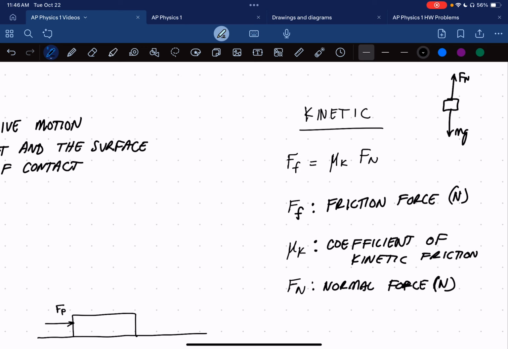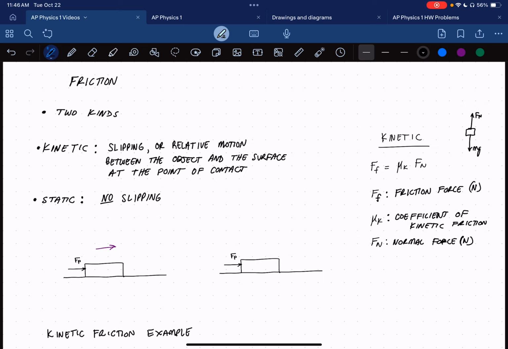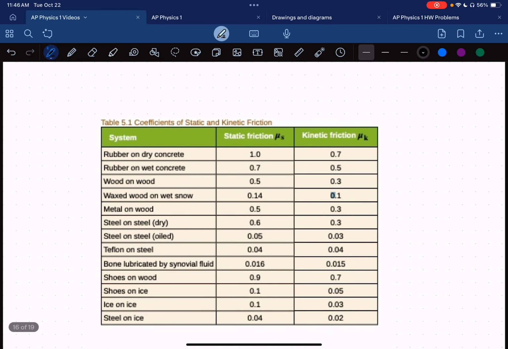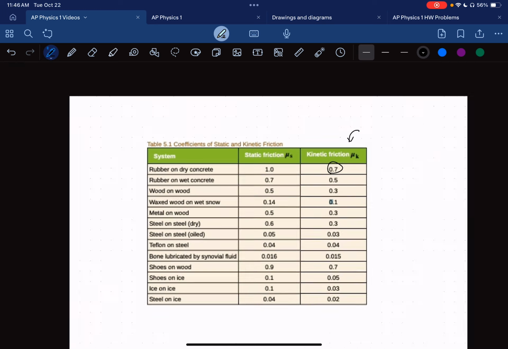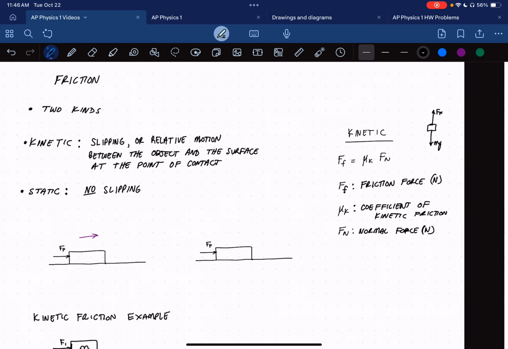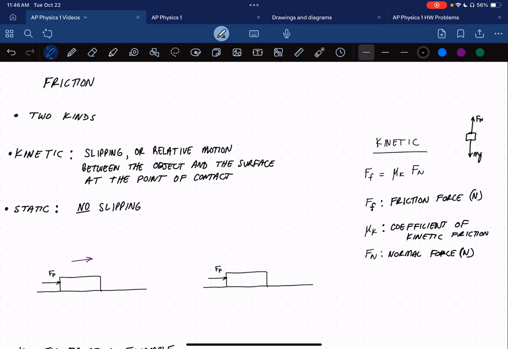And I don't know the number off the top of my head right now. Actually, I have a graphic here. So let's see, rubber on concrete. Right now we're looking at the kinetic friction. So they give us a value of 0.7. And we'll talk here about static friction in just a bit. Cool, so that's the coefficient of kinetic friction. It's a number that's determined experimentally, as we'll see in a few days.